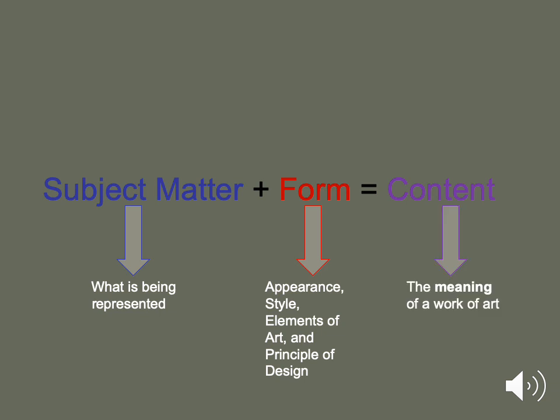And then finally, content is the meaning of a work of art. So that is different from subject matter. Subject matter is simply what you are seeing, and content is the meaning behind that. So once again, subject matter, what is being represented, plus form, the appearance, style, elements of art, and principles of design equals content, or the meaning of a work of art.